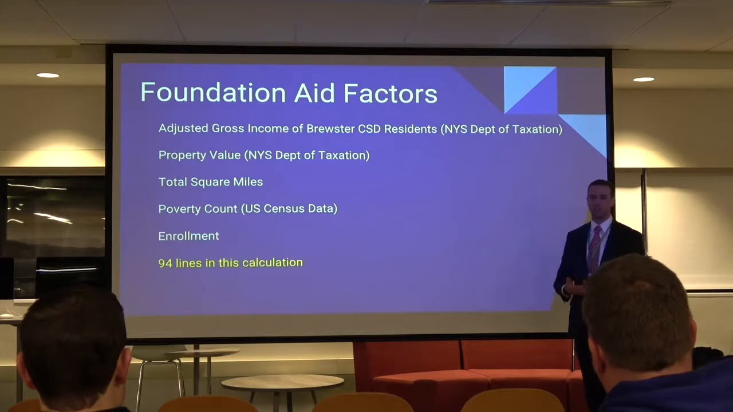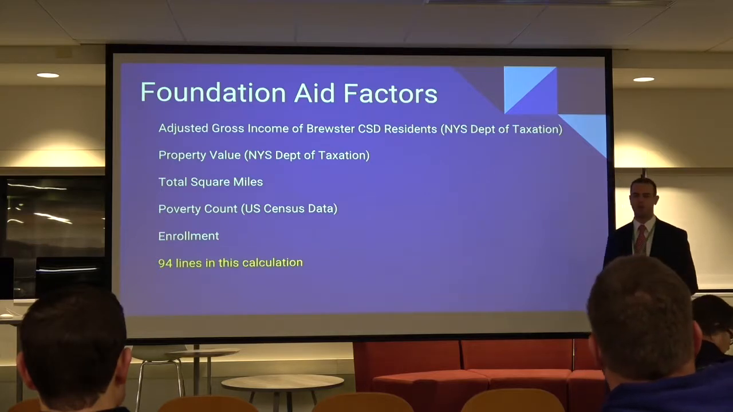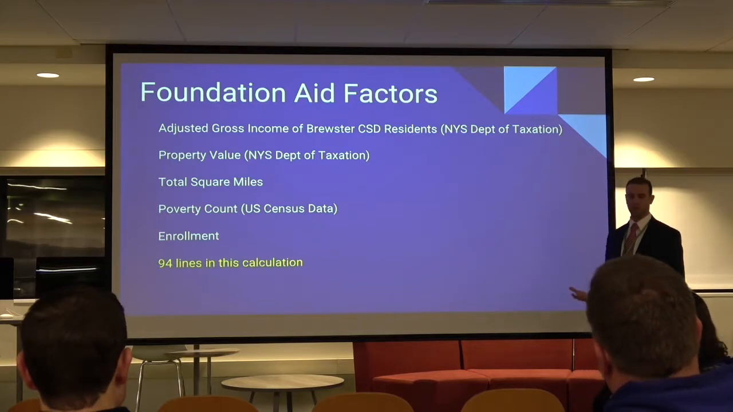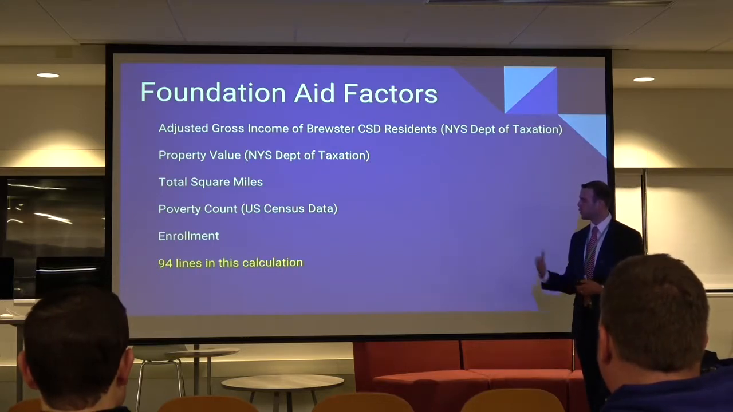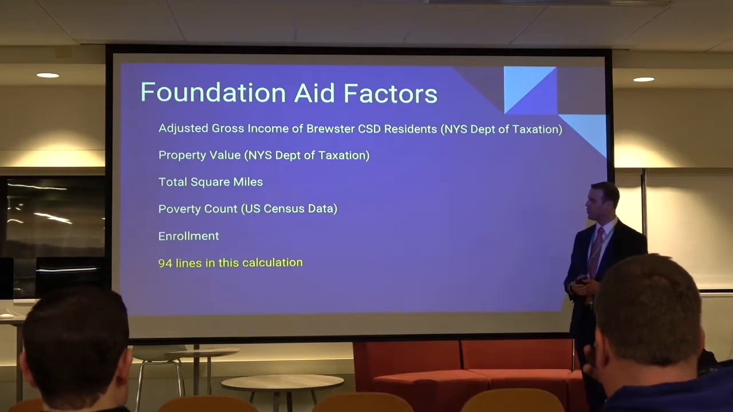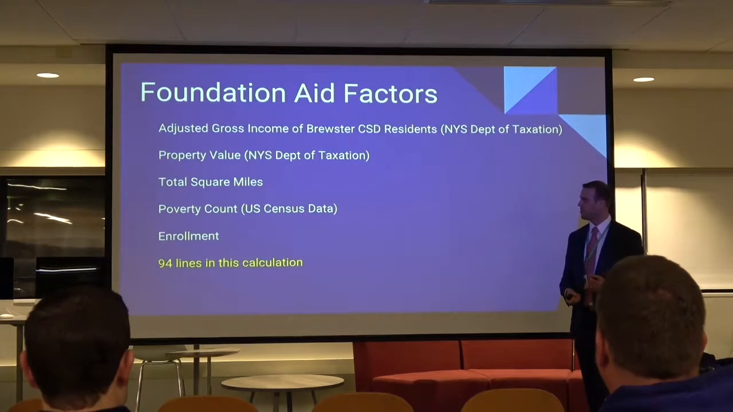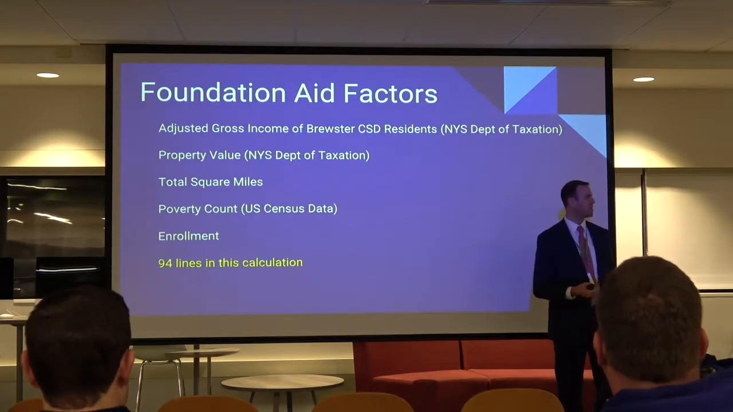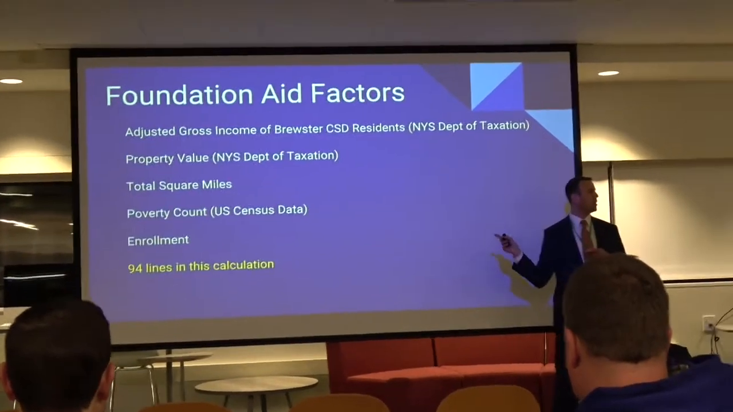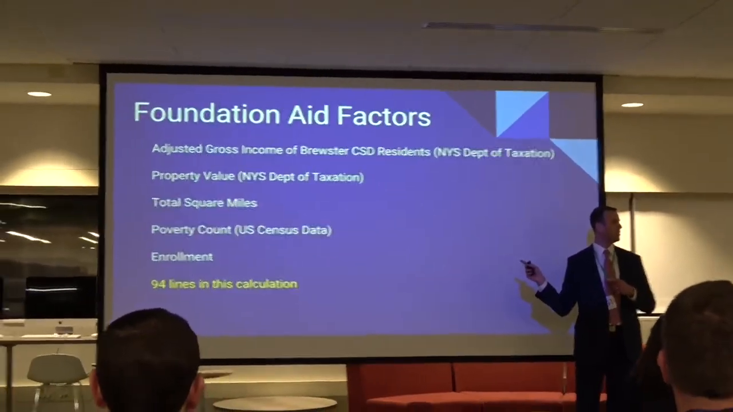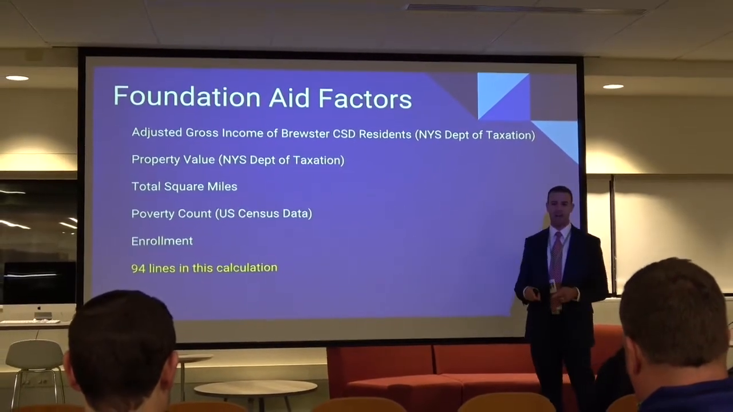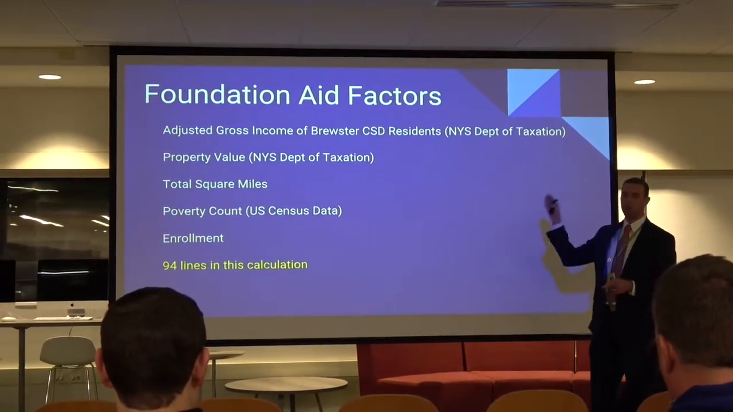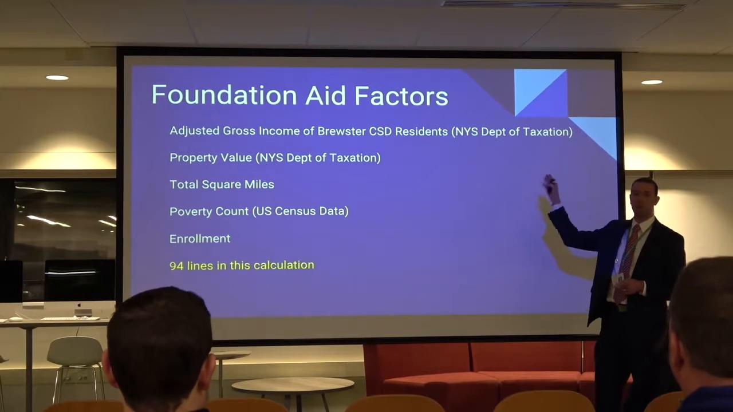Property tax value is another major component. It's reported by the assessors of each of the municipalities within the school district. For Brewster schools, we have Southeast, Patterson, and a tiny portion of Carmel. Total square miles, poverty count, which is derived from U.S. Census data, and Mike, the U.S. Census data that's used in this calculation, is it 2010? 2000. From 2000, so nearly 18-year-old data is used to come up with the major component of our state aid.